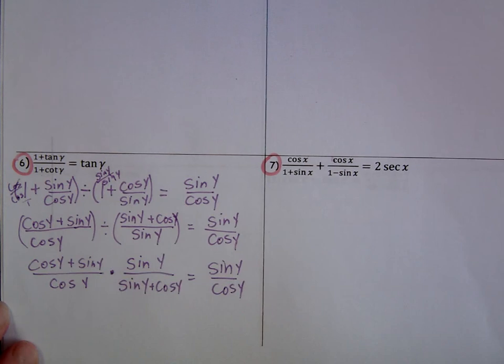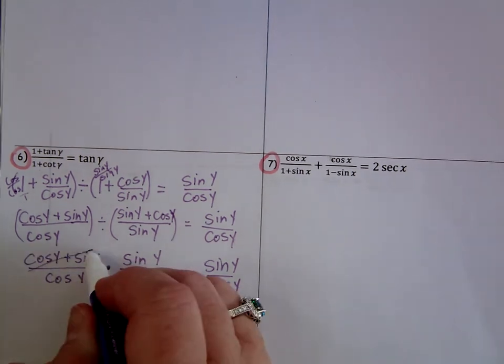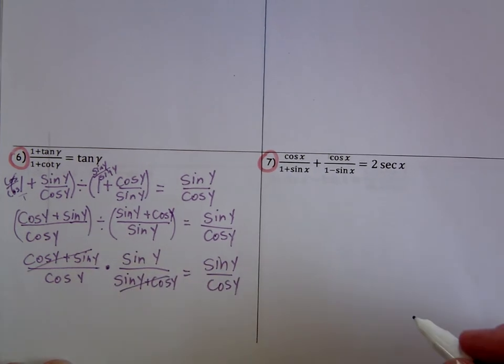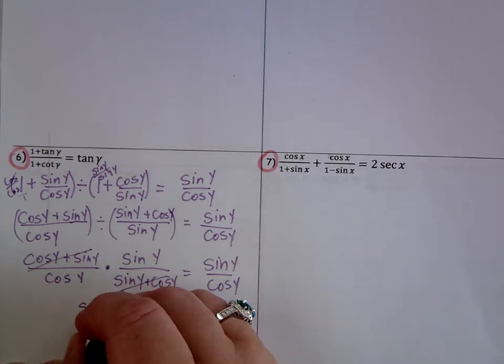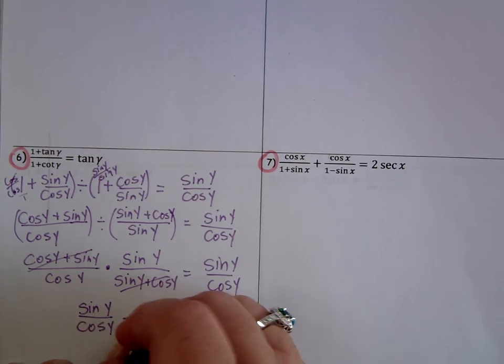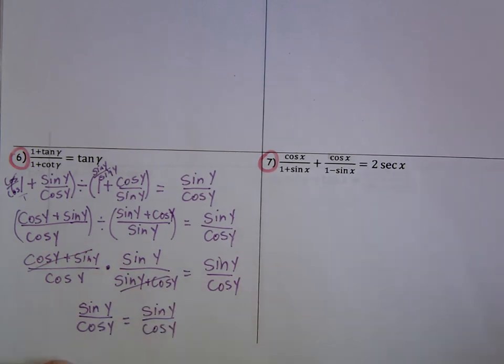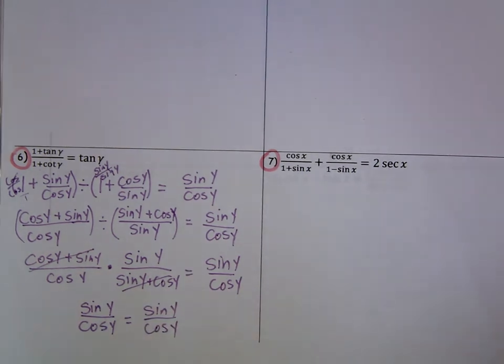Let's see if it does. I have a cosine of y plus sine, I have a sine plus cosine. They are exactly the same thing. I just have flipped their order, but they're exactly the same piece. So this cancels with this, and look at what you're left with. You are left with the sine of y over the cosine of y on the left, and the sine of y over the cosine of y on the right, and you have just verified that identity.